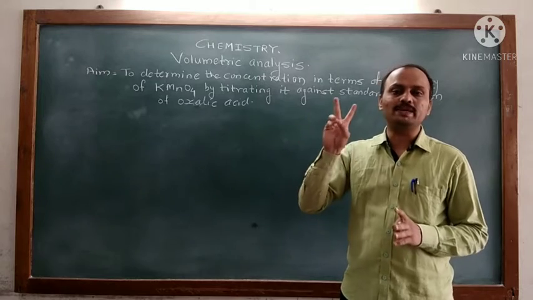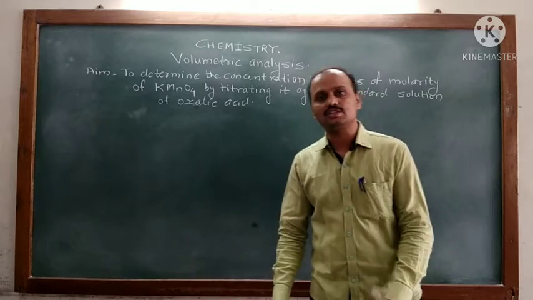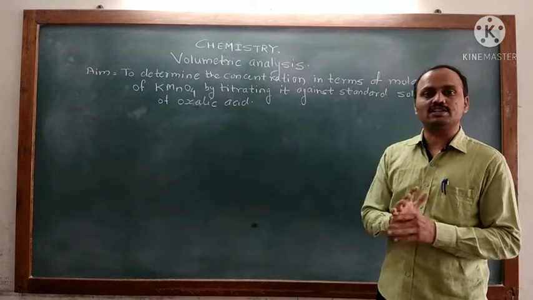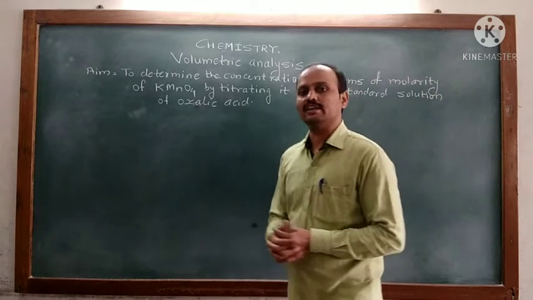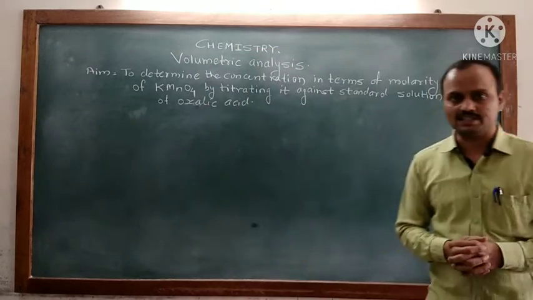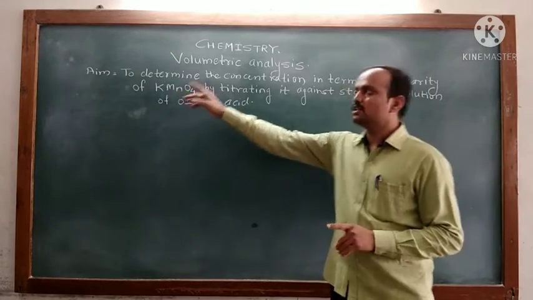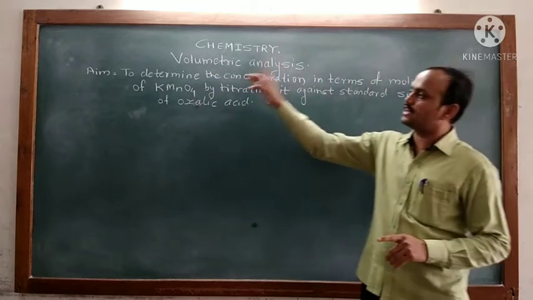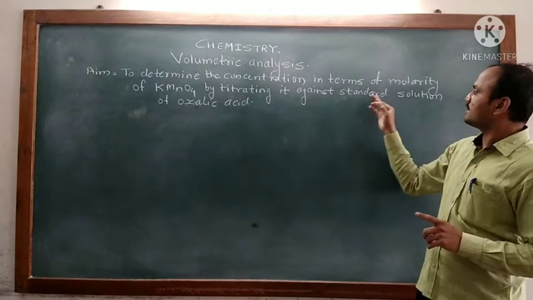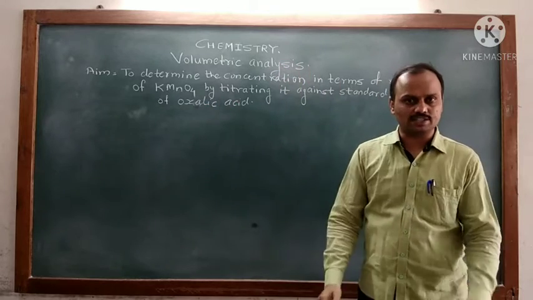They are also called titrations. So we have two titrations in our handbook. Out of these two, any one titration can be asked in our final examination. Which are these two titrations? The first titration is to determine the concentration in terms of molarity of KMnO4 by titrating it against a standard solution of oxalic acid. This is our first titration.